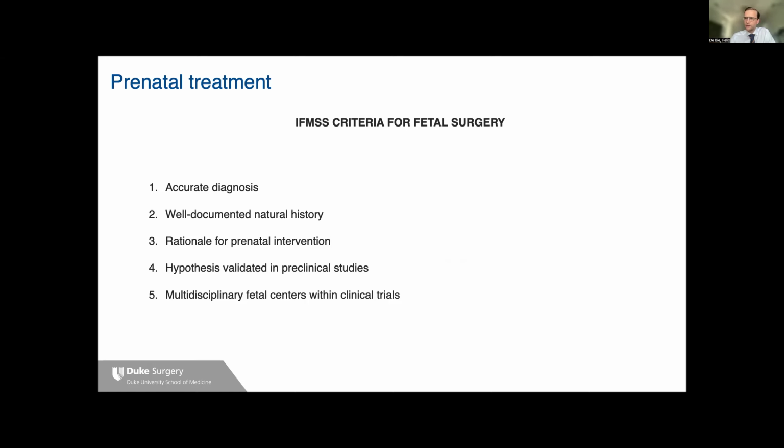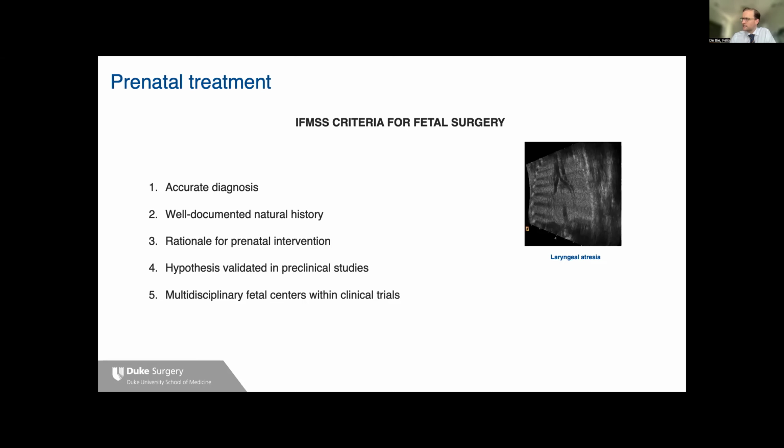We know what happens with the lungs over time if we don't intervene, as well as what happens to them after birth, so the survival correlation. And then you need a rationale for prenatal intervention, and that in CDH was borrowed from another congenital anomaly, laryngeal atresia, in which a very high occlusion of the airway led to extremely hyperplastic, massive lungs in those fetuses. And so the initial investigators thought about using this principle and transposing it for CDH to try and obtain lung growth.